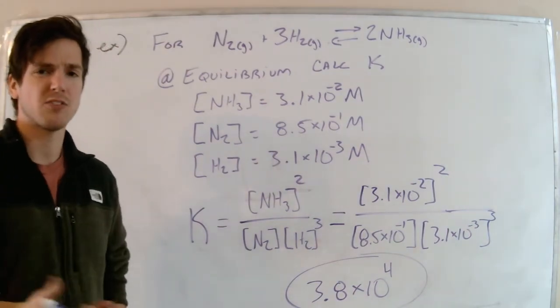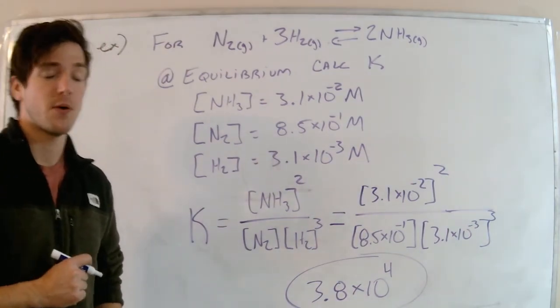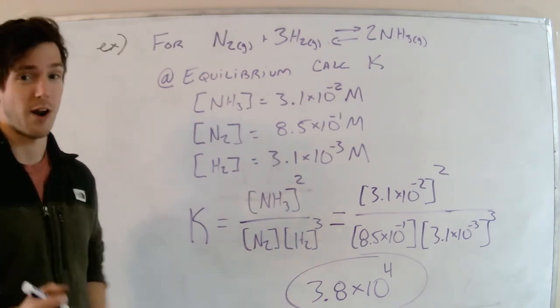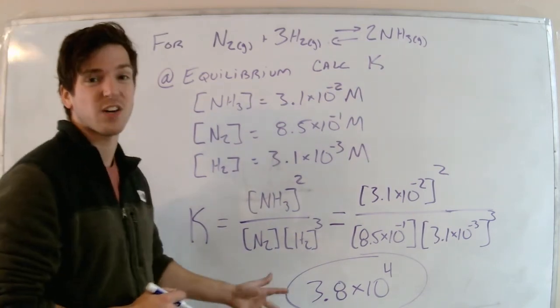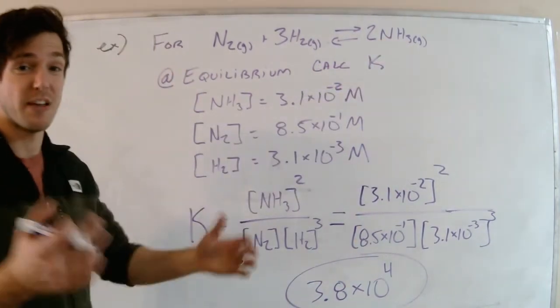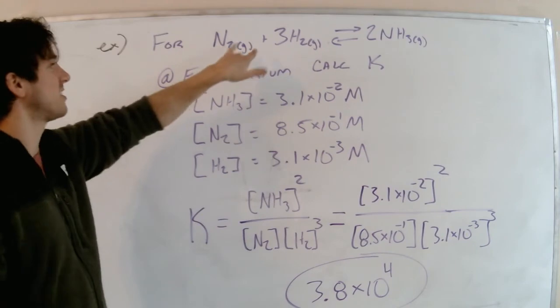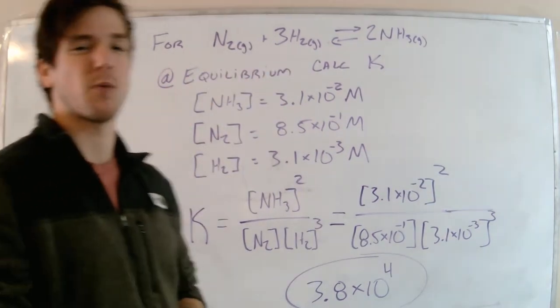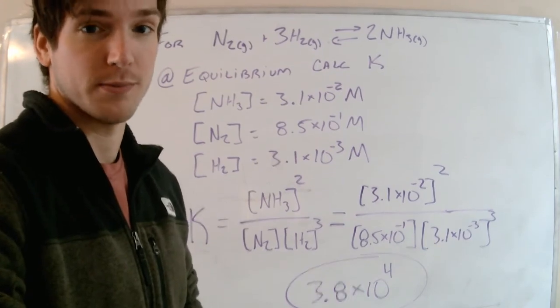So now I'm going to ask you, is this product favored or is this reactant favored? And you should say product favored. This K is a lot greater than 1, so that means we're going to have a lot more NH3. This is a favorable reaction. It likes to react and give us a lot of product. Right? Let's do another one, but this time with pressure.